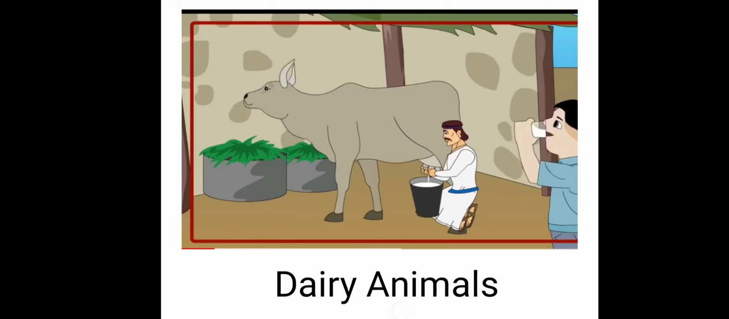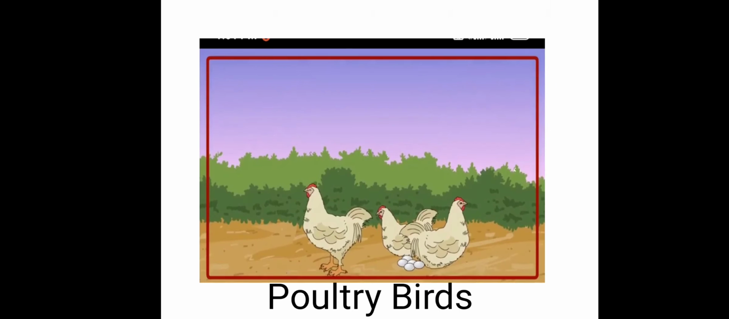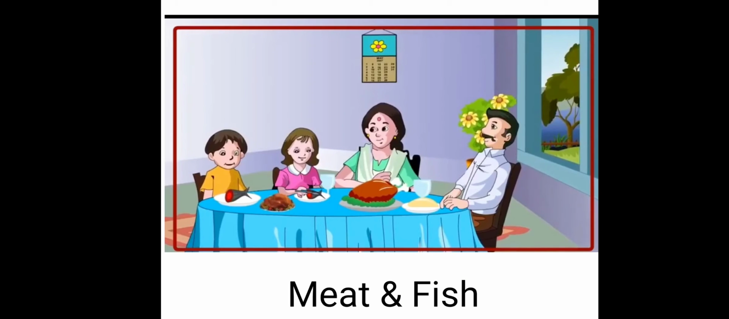Animals provide us so many things. We obtain milk from cows, goats and buffaloes, and such animals are called dairy animals. Eggs are provided by hens, geese and ducks, and these are called poultry birds. You like to eat meat, and the flesh of goat and sheep is eaten as meat, and cooked fish is also liked by many people all over the world.